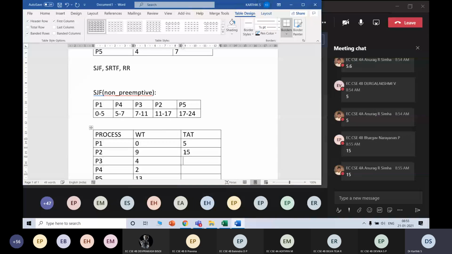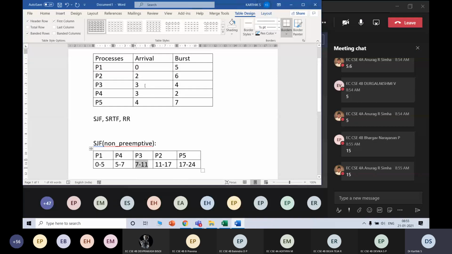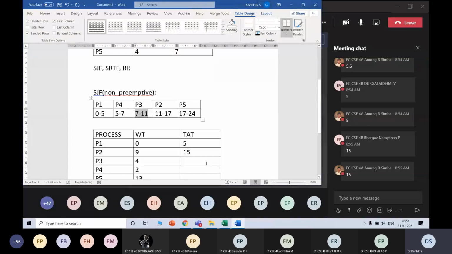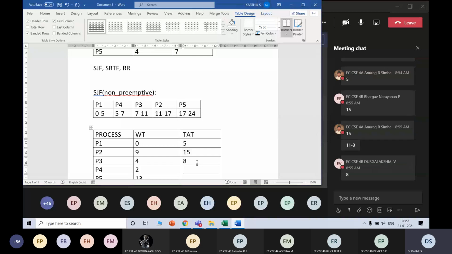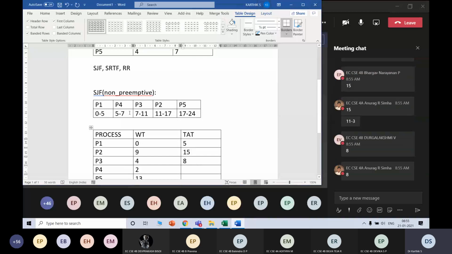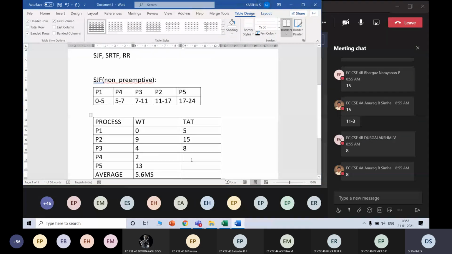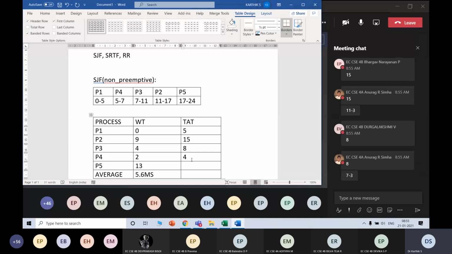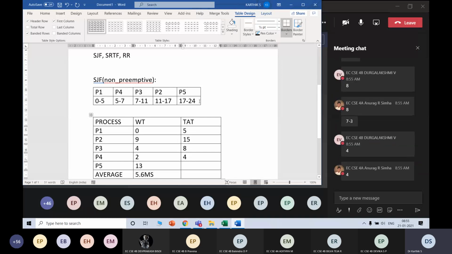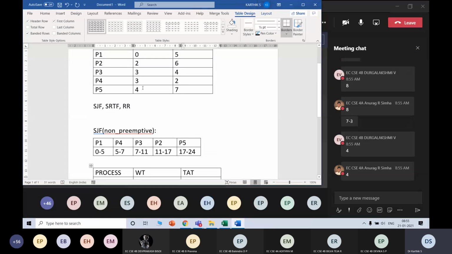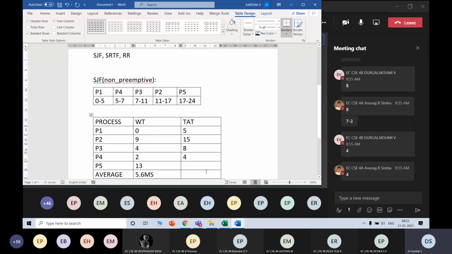That of P3 completed at 11, and 11 minus its arrival time, which is 3, so 11 minus 3, it is 8. And that of P4 completed its execution at 7 and it came at 3. So 7 minus 3, it's basically 4 milliseconds. And that of P5, it completed its execution at the 24th millisecond and it came into the picture only at 4 milliseconds. So 24 minus 4, 20 milliseconds.